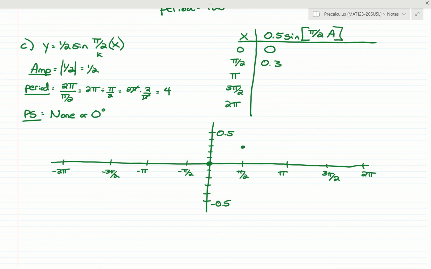I'm going to store pi, and I get negative 0.48. All right, or 0.49. I'm going to type in 3 pi over 2, store it, and I'm getting 0.4. And let's try 2 pi. And I'm getting negative 0.2.